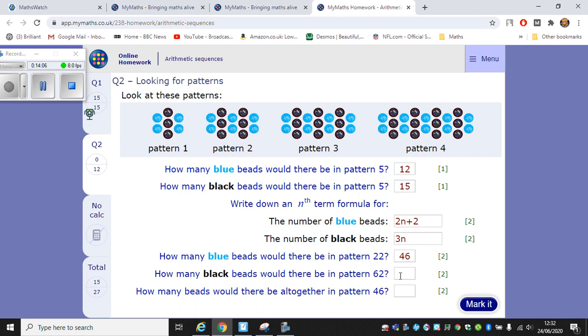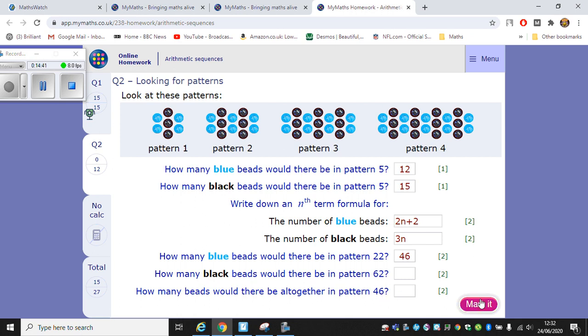How many black beads would there be in pattern 62? So I'm not actually going to do these last two here. I'm going to let you have a go at working out how to do the last two yourself. To work out the number of black beads in pattern 62, we would use the rule for black beads, and we would focus on this value of 62 in some way. See if you can figure out what you would do there. And then finally, how many beads would there be altogether in pattern 46? It seems like it would be a good idea to work out how many blue beads there would be in pattern 46, and then how many black beads there would be in pattern 46, and maybe add them together.